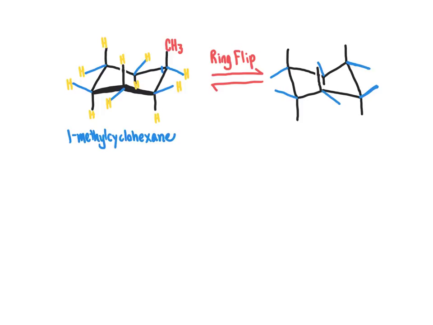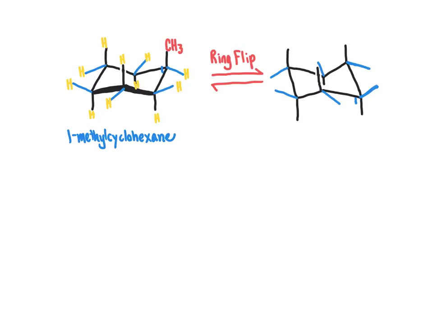Now, in the ring flip, by convention, the way that we will show the ring flip is that when we go from the structure on the left to the one on the right, carbon number 1 is going to change from that upper right corner to this lower right corner. So we'll show that as carbon number 1 and go around the ring from there.